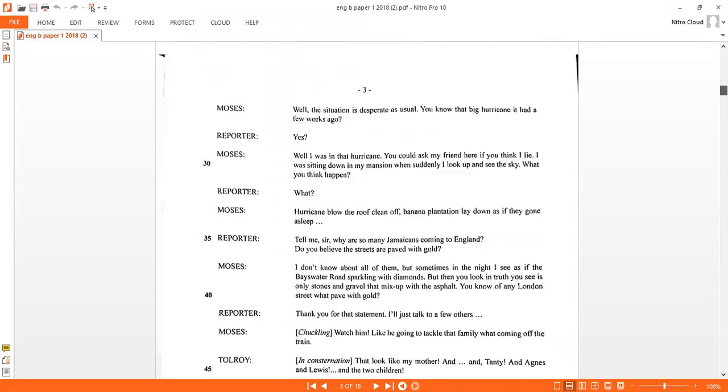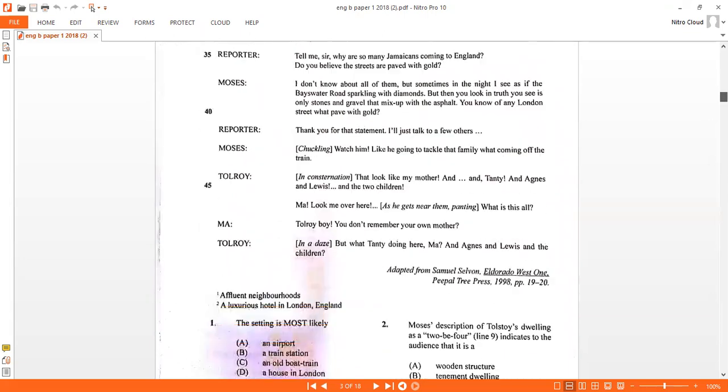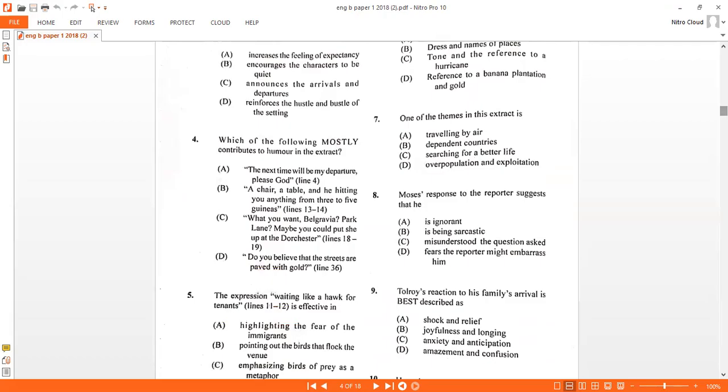Now, further on down in the conversation, the reporter says, "Do you believe the streets are paved with gold?" And Moses responds, makes a little joke and talks about the fact that he sees Bayswater Road sparkling with diamonds. And then he says, oh, but when he looks again, it's just gravel and asphalt, the same thing that exists also in the Caribbean. So we see that Moses is witty, and his response shows that he is being very, very sarcastic. So the answer for number 8 is B.